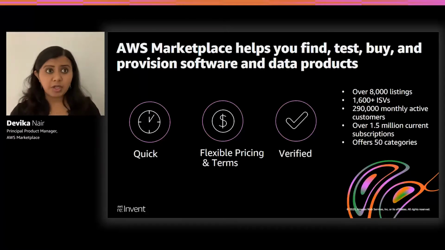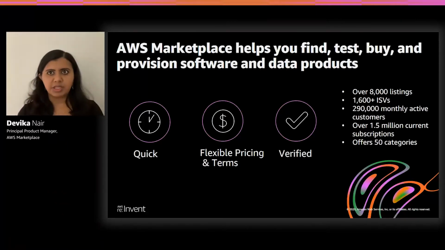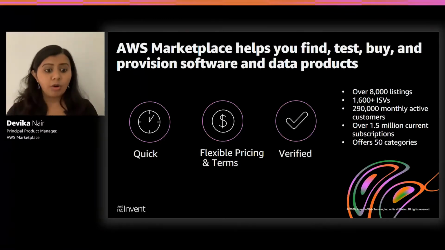You can select from the over 8,000 different products across 1,600 ISVs, find the products that you want in the category of your choice, be it something like security or machine learning, and all products on AWS Marketplace are ready to run on AWS, which means you get your software easily and in minutes.